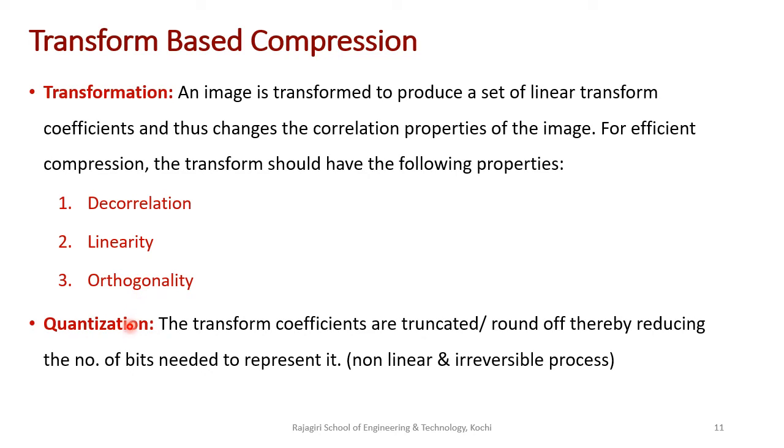The second step is quantization. So quantization is a nonlinear or irreversible process which removes the components of transform data which are unimportant for visual information. So here the transform coefficients are truncated and rounded off, thereby reducing the number of bits needed to represent them.